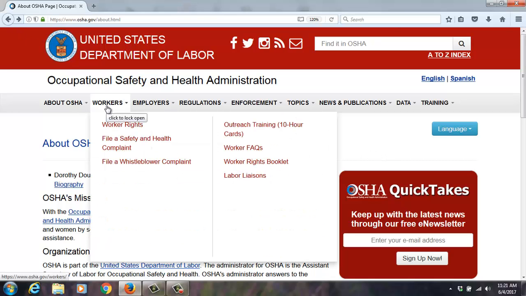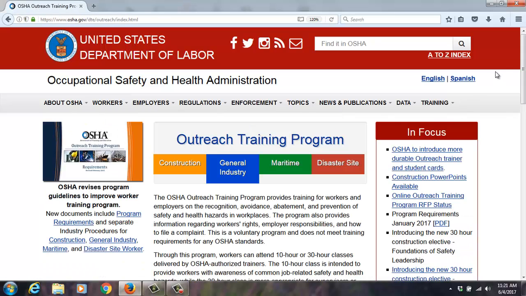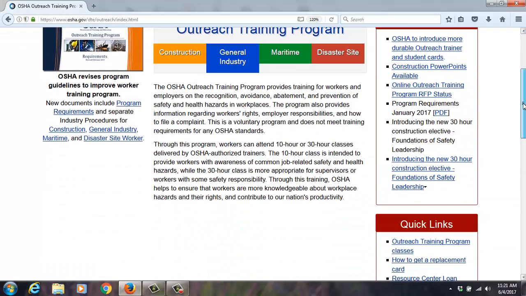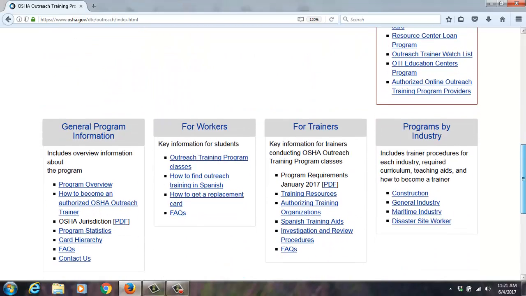Let's go into workers. Workers has worker rights. Good to know. How to file a complaint. Again, another place to do that. More information about the whistleblower. Again, another place. One thing that might be interesting is the pursuit of an OSHA 10-hour or 30-hour card. And here has all kinds of information, where you can get it done, why to have it.